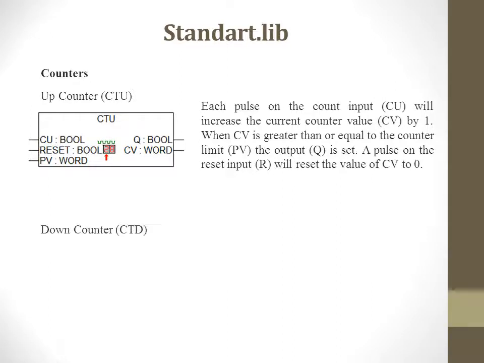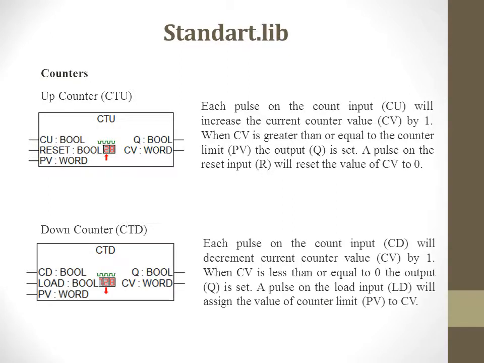Next, the standard function block we call down counter. What about its functionality? Each pulse on the count input will decrement the current count value by 1. When the CV variable is less than or equal to 0, the output is set. A pulse on the load input will assign the value of the counter limit to CV.